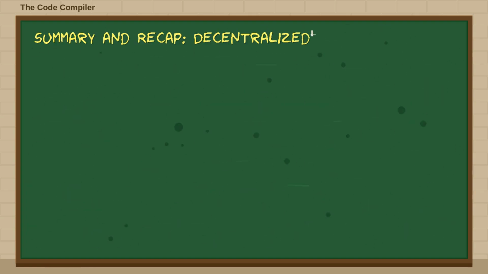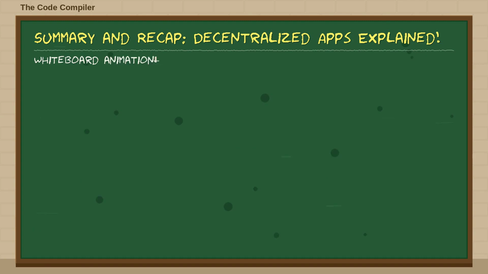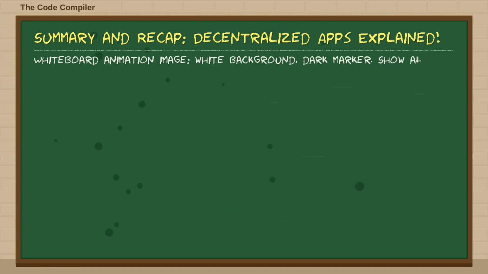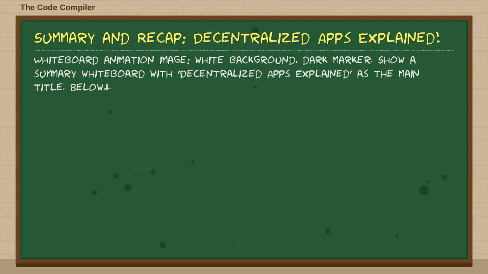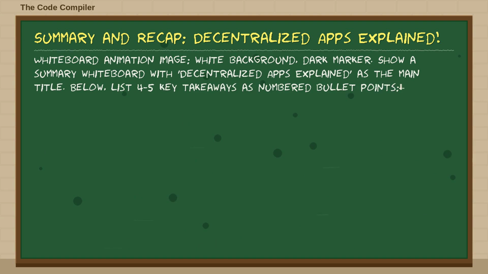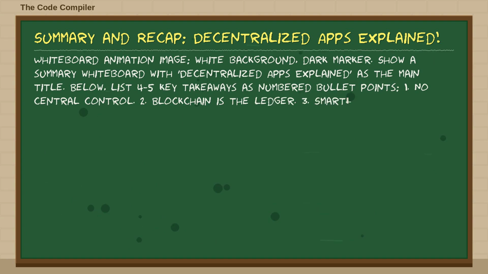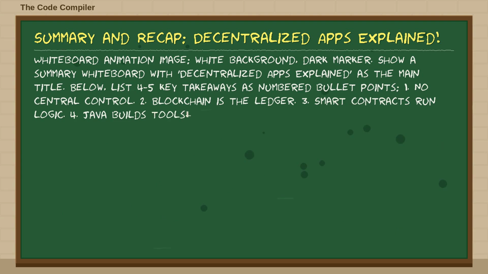Whiteboard animation image, white background, dark marker. Show a summary whiteboard with decentralized apps explained as the main title. Below, list 4 to 5 key takeaways as numbered bullet points. 1. No central control. 2. Blockchain is the ledger. 3. Smart contracts run logic. 4. Java builds tools and interfaces.